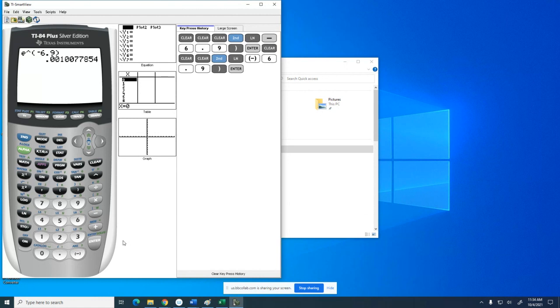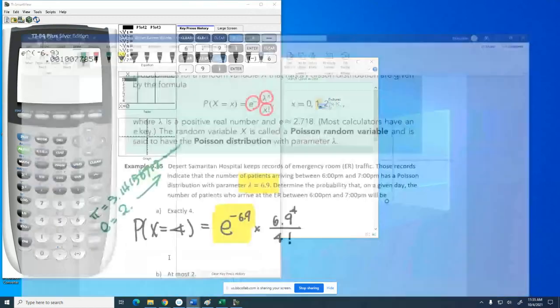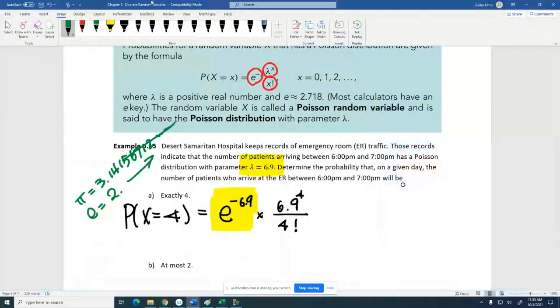In your case, you have an E here, right? Second. So in your case, you plug in the 6.9 as a negative and take this the reverse way. So the E part is 0.001. So let me take the E part, 0.001.